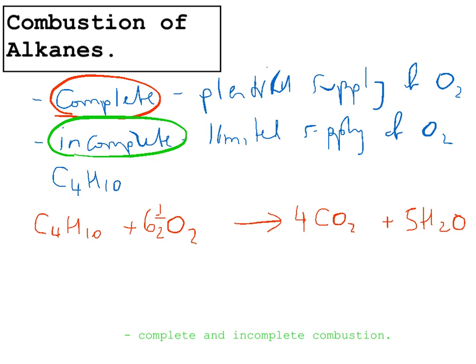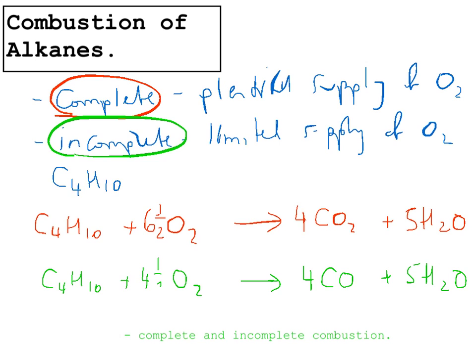For incomplete combustion, you will get instead C4H10. You're still reacting it with oxygen, but this time you're going to make carbon monoxide and water. And we need to balance that. 4 carbon monoxides, 5 waters, and then you'll also have 4.5 O2.